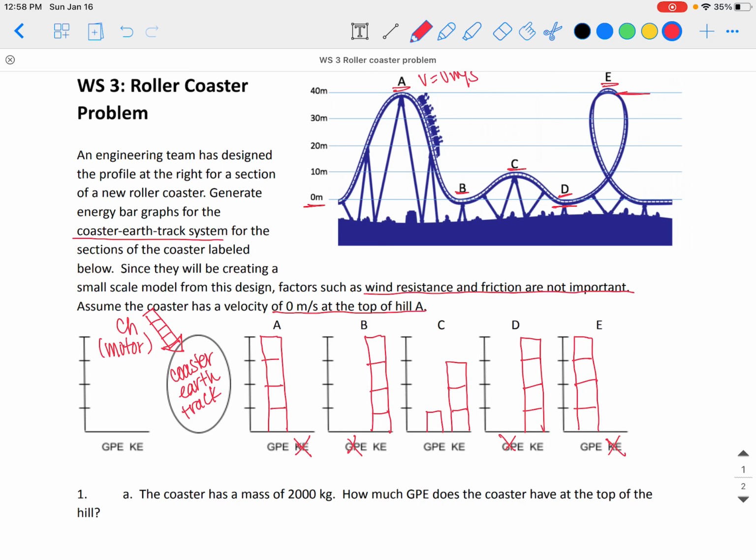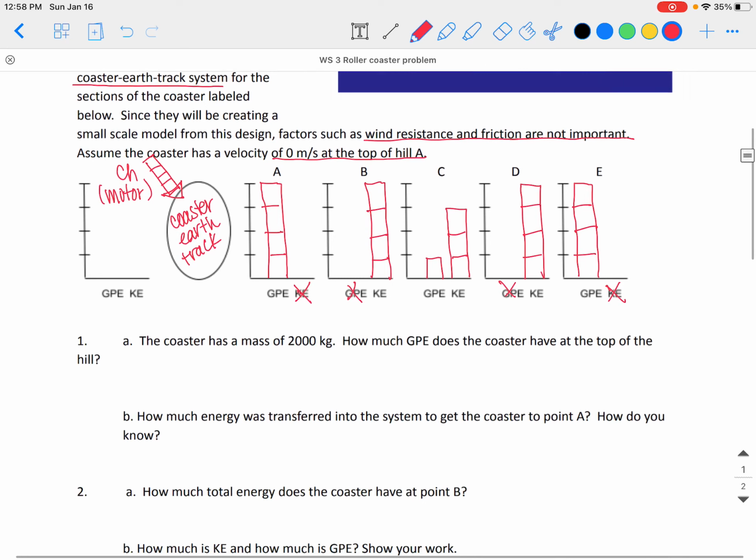Now we are getting into the calculation. So here we've got a coaster with a mass of 2,000 grams. I'm going to start with the GUESS method. So my givens are, this is my mass. So m is equal to 2,000 kilograms. How much GPE, that's my unknown, gravitational potential energy, does the coaster have at the top of the hill?